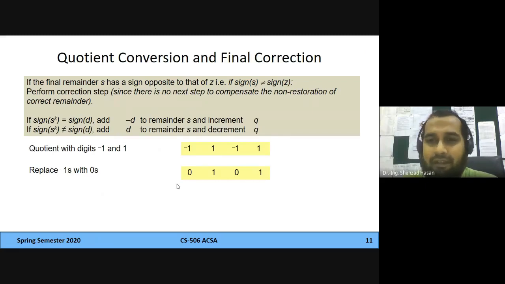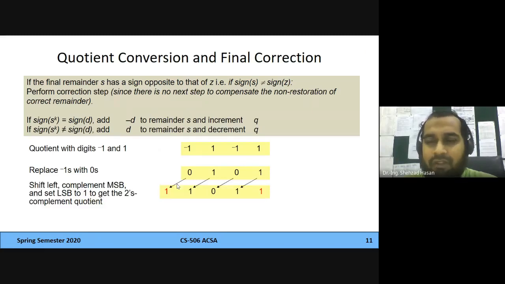Okay, next thing is a 3 operation case. So you shift left, toggle the MSB, put a 1 on the LSB. Now this is with or without correction, so you are going to do that in all the steps. You're going to do these 3 things: shift left, complement MSB, and set LSB to 1. Shift left all of them, complement MSB. So if it's 0, it gets 1, toggle that, and put a 1 over here.